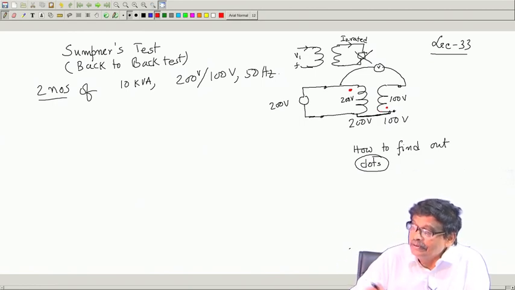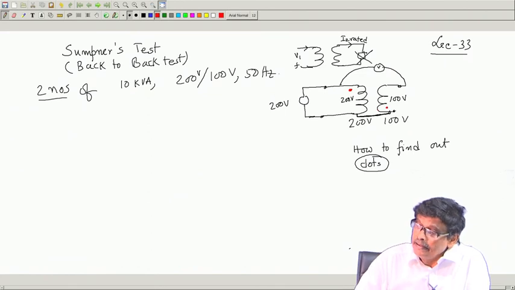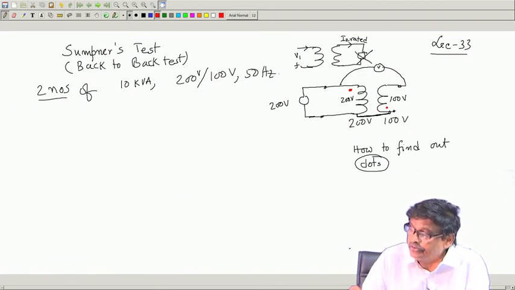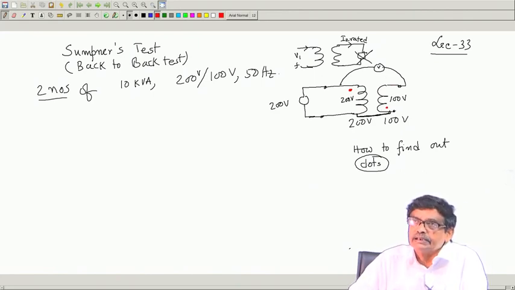depending upon the voltmeter reading. If it reads the difference of these two voltages, then I will put dot there. If the voltmeter reading gives the sum of these two voltages, I will put dot here. Very simple logic, nothing more than that.